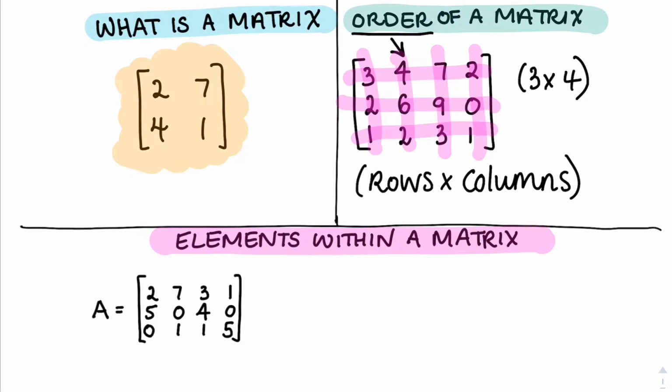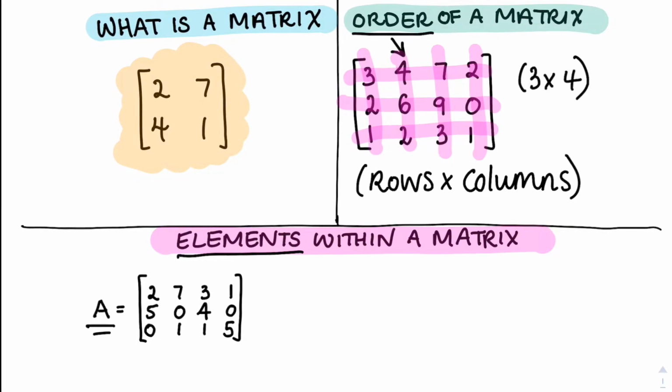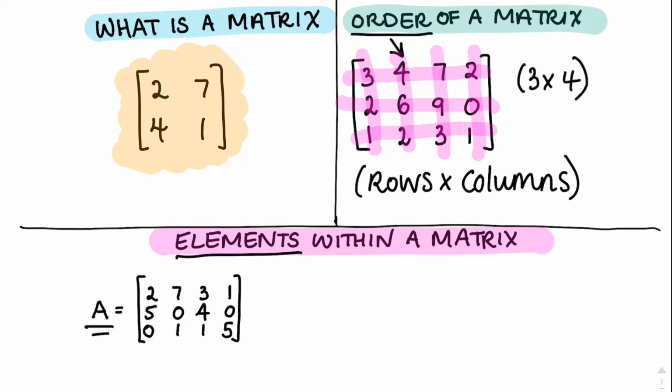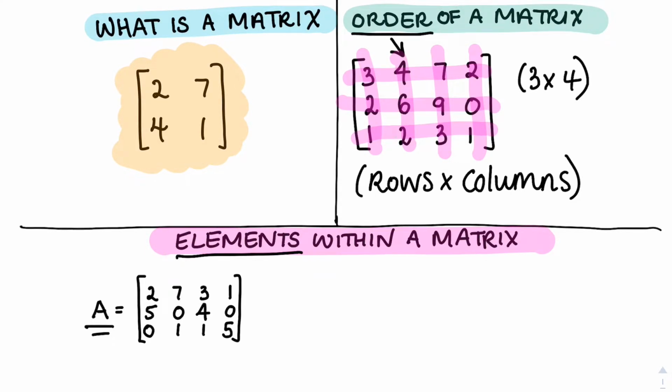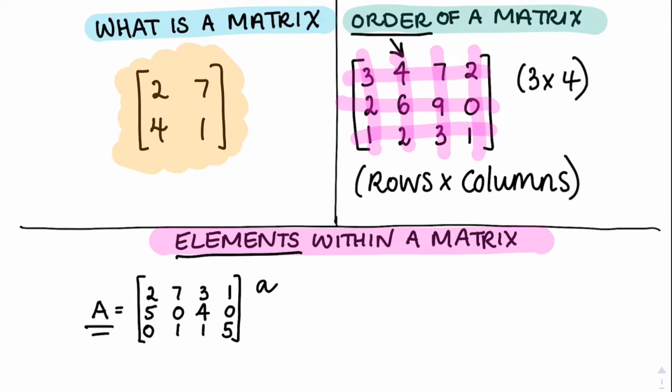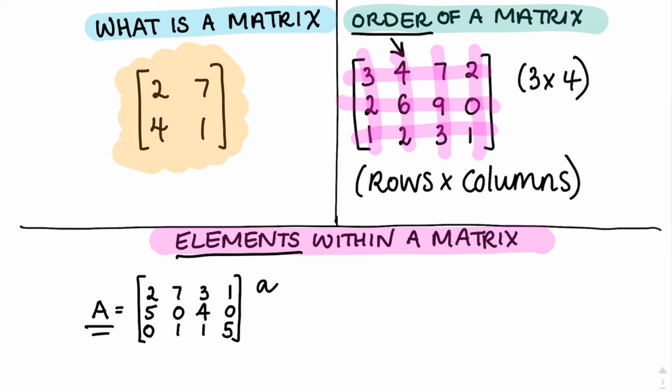We can use an abbreviation when we're discussing these elements. So if we take a look at the matrix labelled matrix A down here, if I'm going to be discussing the elements inside this matrix, I use a lowercase a to represent an element. I'm using a lowercase a in this example because our matrix is actually labelled with a capital A.